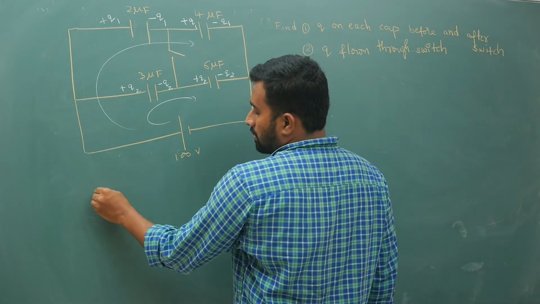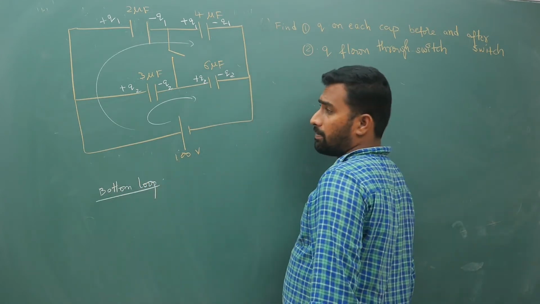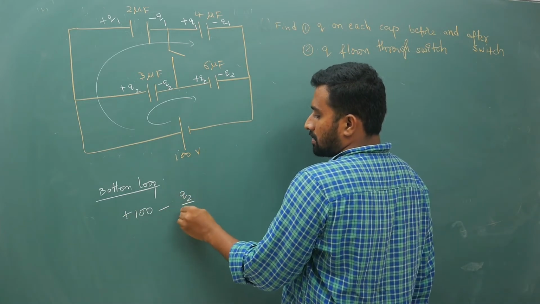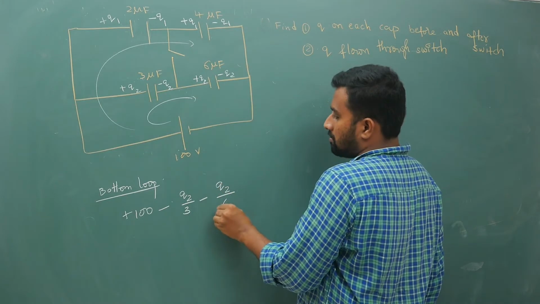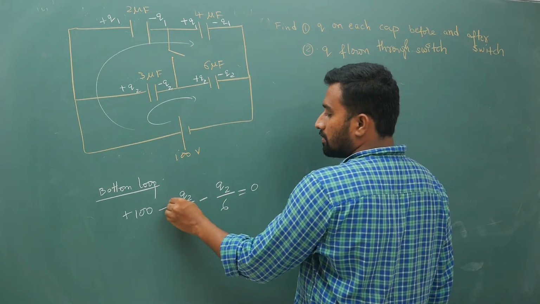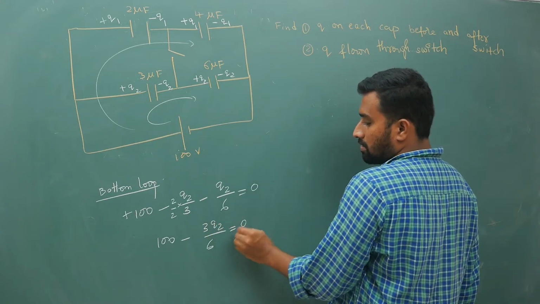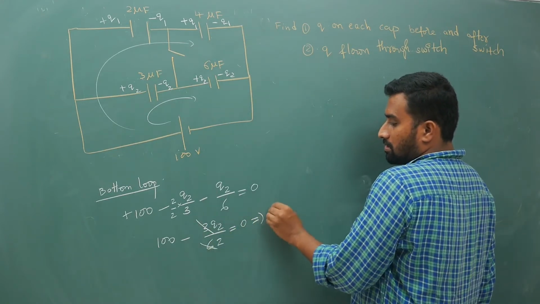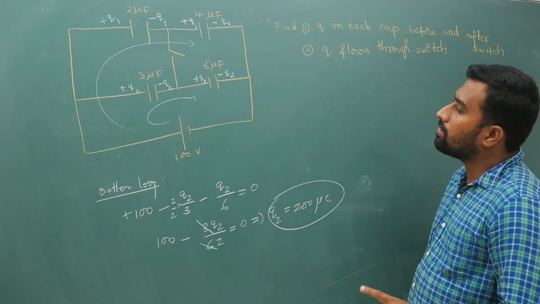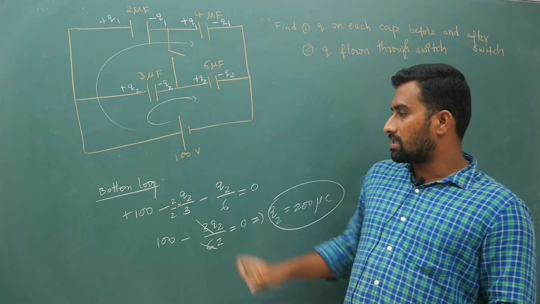So let's do it. For the bottom part, that is the lower loop, I will apply Kirchhoff's law. Plus 100 minus Q2 by 3 minus Q2 by 6 is equal to 0. If you multiply by 2, 100 minus 3 Q2 by 6 is equal to 0. Q2 is equal to 200 microcoulomb. So in the bottom part, the charge on each capacitor is 200 because this 3 and 6 are in series.